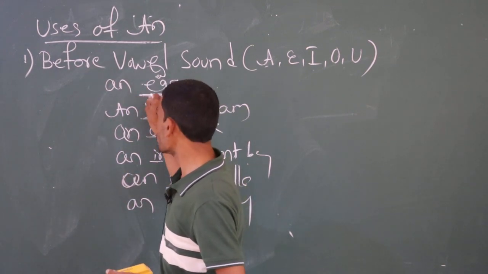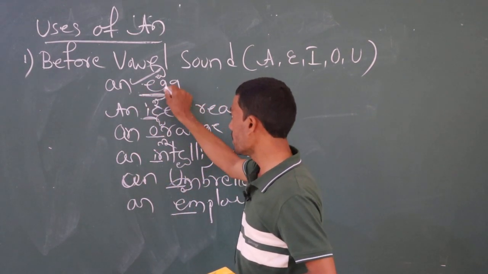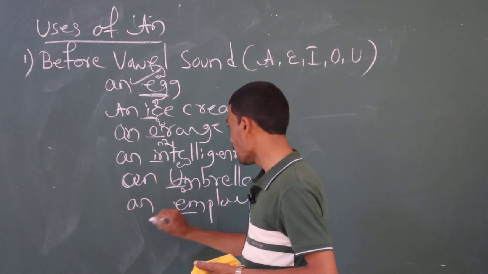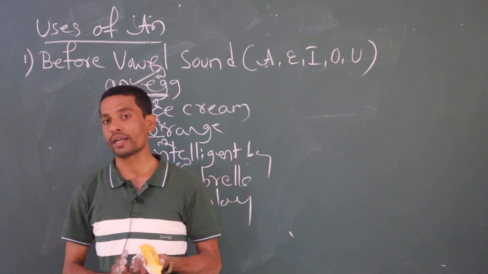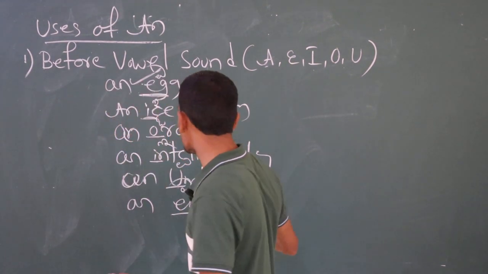So before a vowel sound we have to use an article: an egg, an ice cream, an orange, an intelligent boy, an umbrella, an employee. These words are pronounced with a vowel sound, that's why we have to use an article. So come to the second rule.